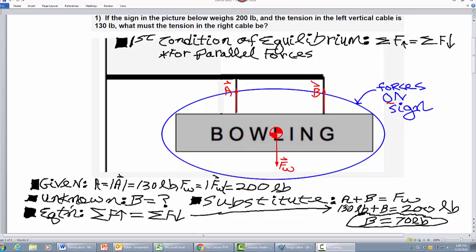Substitute symbolically first. A plus B, those are the upward forces, is equal to the sum of the downward forces, which is just the weight force. Substituting in numerically, we get 130 pounds for A plus the unknown B, and we substitute in 200 pounds for the weight vector. We solve and we get B has a magnitude of 70 pounds.